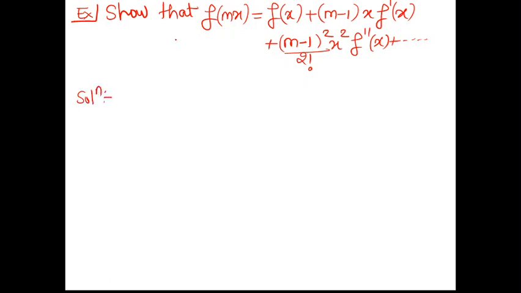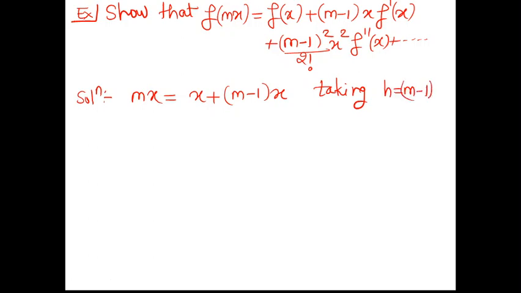So first of all, we will write this mx in the powers of m minus 1. We can write mx as x plus m minus 1 times x. If you simplify this, you will get mx. Now it is in the form x plus, as powers of m minus 1 into x are required, this is nothing but h. So taking h is equal to m minus 1 into x.